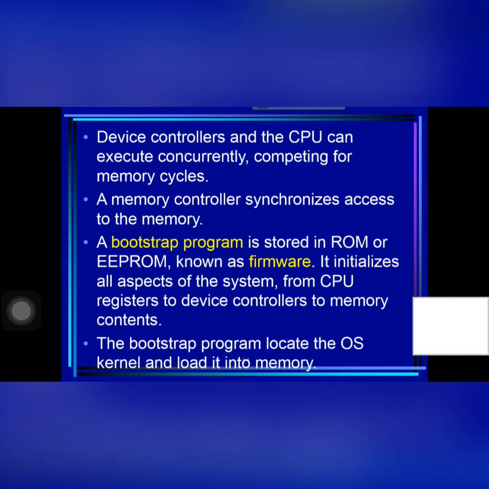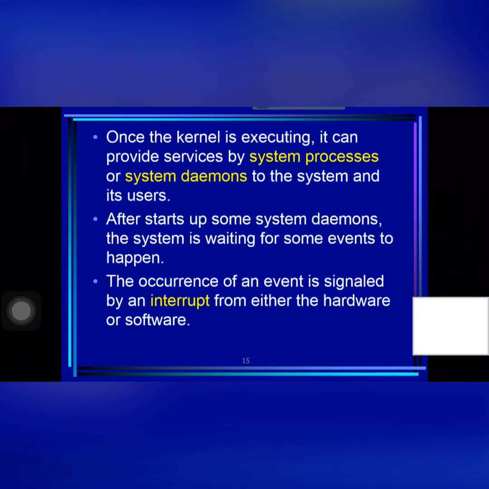The bootstrap program must know how to load the operating system and how to start executing that system. To accomplish this goal, the bootstrap program must locate the operating system kernel and load it into memory. Once the kernel is loaded and executing, it can start providing services to the system and its users.